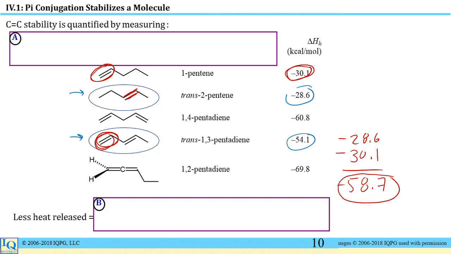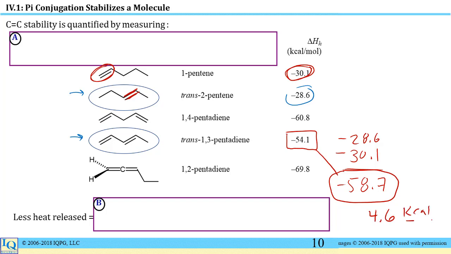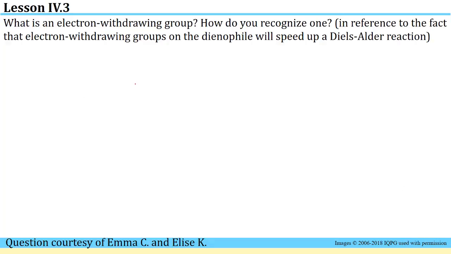It would be less stable than the one that gives off 54.1. So you see, the fact that this pi conjugated molecule only gives off 54.1, but you'd predict 58.7, that actually tells you that you have 4.6 kcal per mole of extra stability. You can actually quantify how much more stable the pi conjugated one is by being pi conjugated, rather than having this isolated pi bond and this isolated pi bond not pi conjugated with anything else.